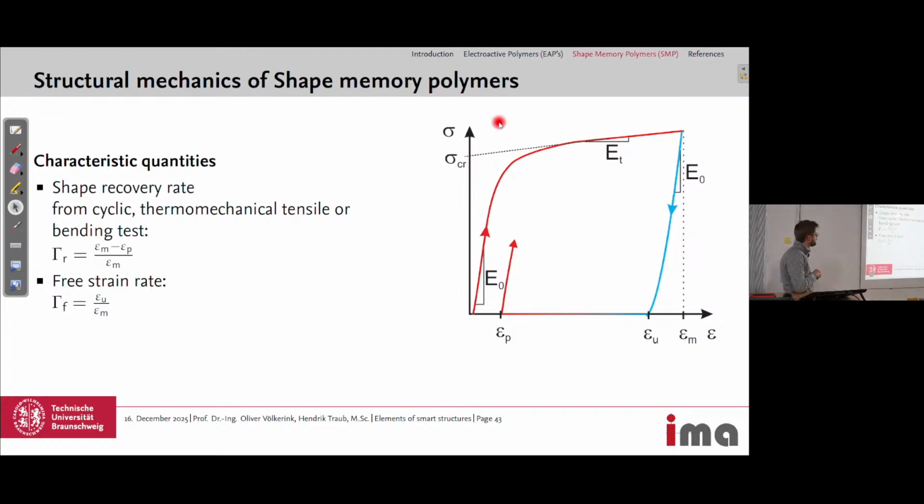And there are two characteristic values. We have the shape recovery rate, so it's epsilon m, which is this point. This is the deformation we applied, we want to save, minus the shape we get back when we heat it up, divided by this shape. This is the shape recovery rate, and the free strain rate is the quotient between this point, which is the stored shape, so to say, the temporary shape, and the shape we wanted to get. So this difference is then the free strain rate.